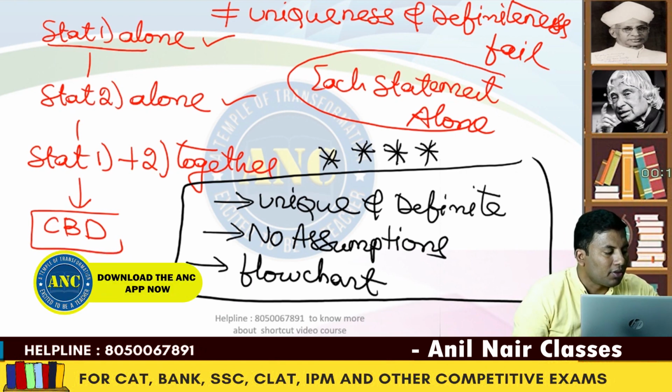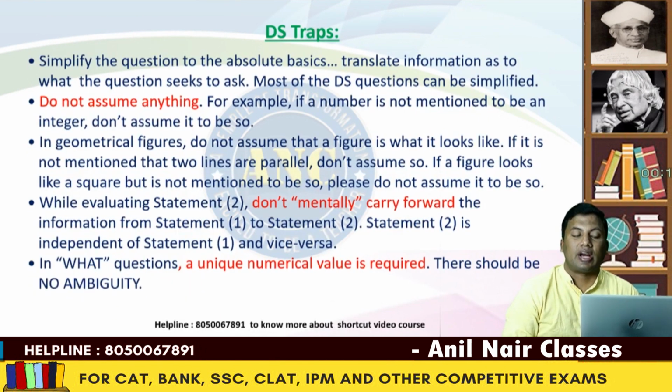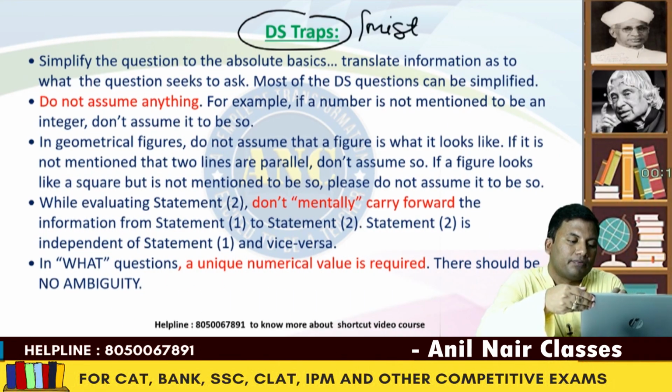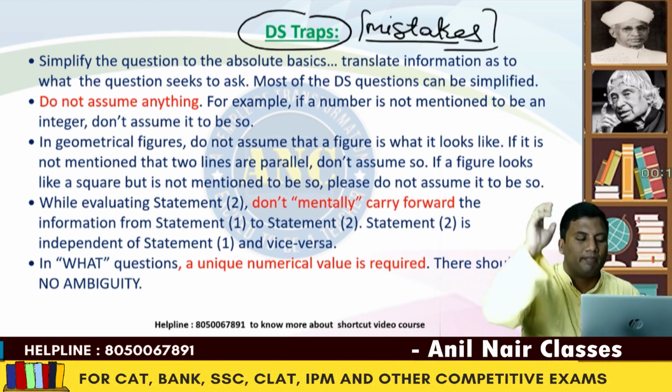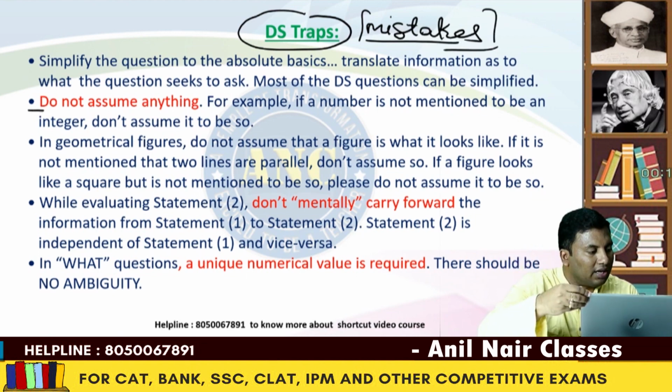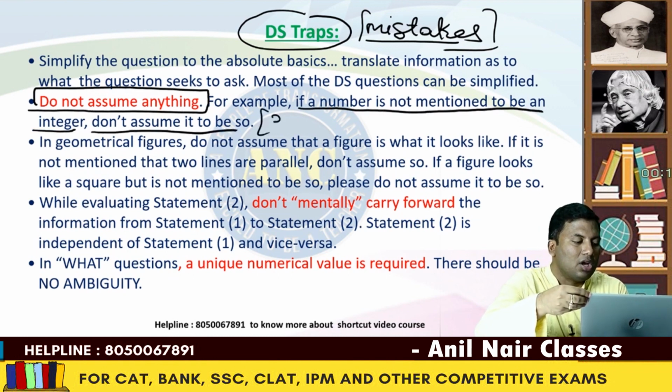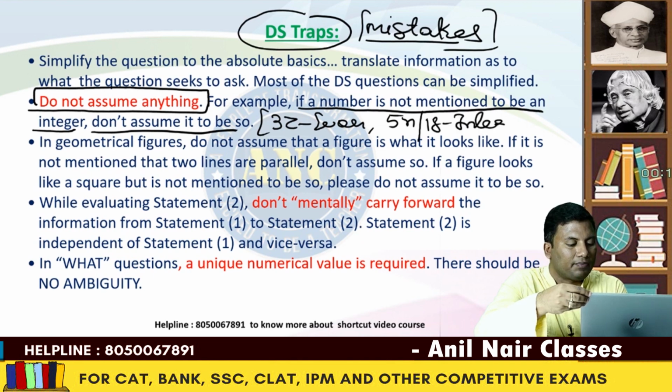Now we will get into the DS traps, the mistakes commonly done by the student community. Now the second line, red color: do not assume anything. For example, if a number is not mentioned to be an integer, you will never take it to be an integer. Already we took two examples: 3z is an even number, or 5n by 18 is an integer. I hope point number 2 is clear.